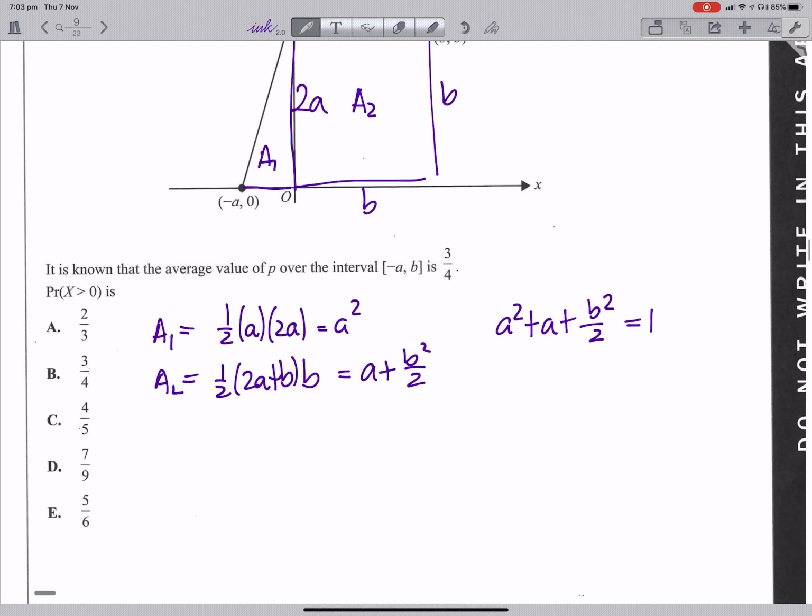We also know if we have that area and we divide it by b minus a, so b plus a, times that same area, a squared plus a plus b squared on 2, that will equal 3 on 4.